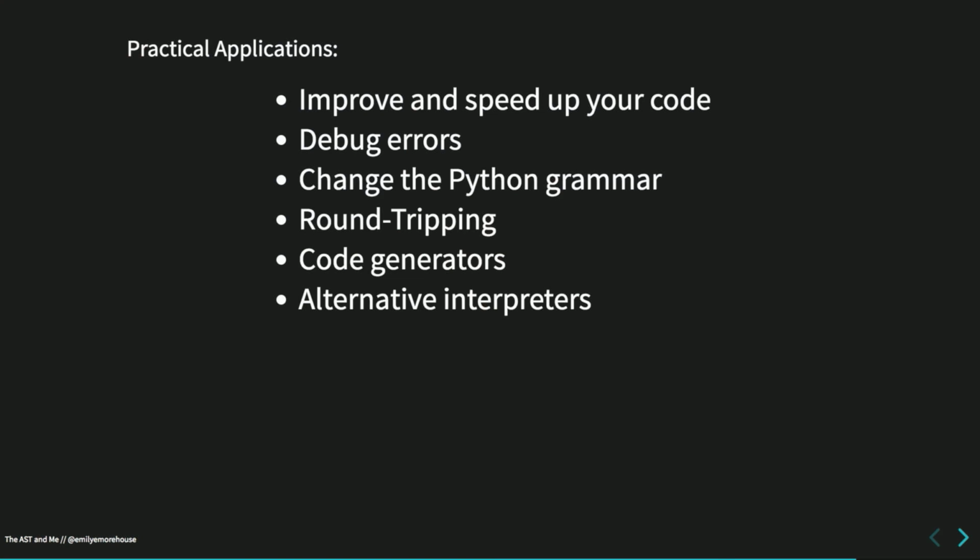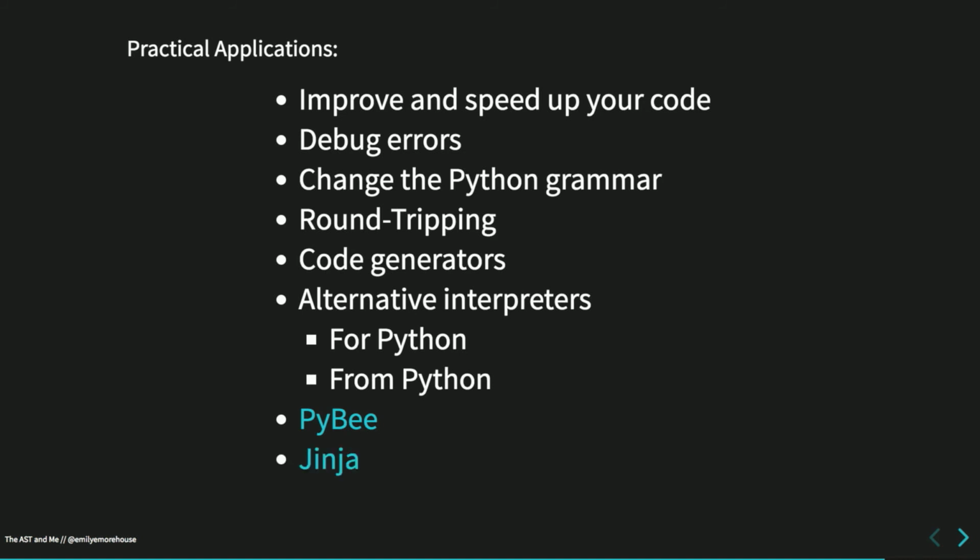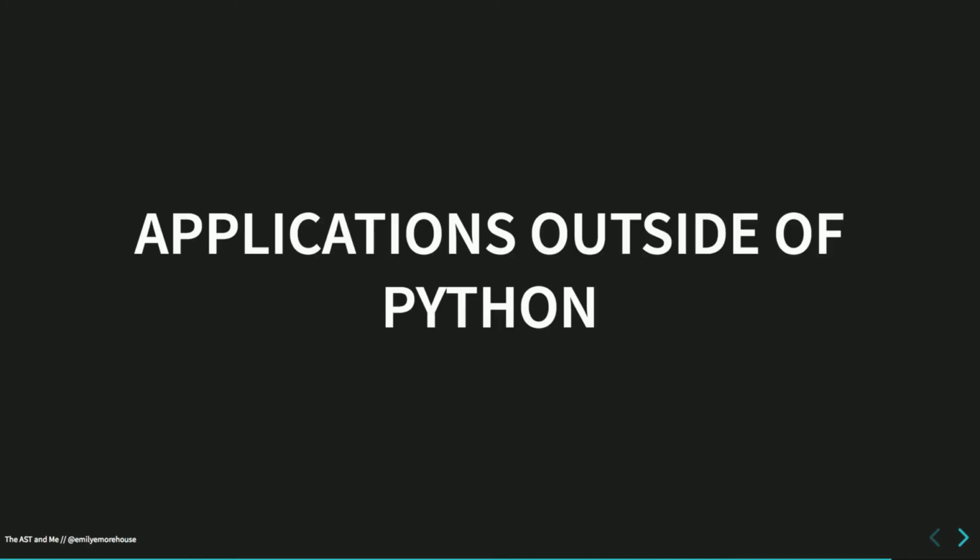Again, we mentioned alternative interpreters. You definitely have to have a really good knowledge of ASTs and how they work and how Python's grammar is meant to function. The interesting thing is you can make an interpreter to go from Python to Python itself or from Python to other languages. One of the really interesting projects that I love is called PyB. It's so that you can basically write Python code that gets transpiled into native Android or iOS code. Or something like Jinja or other templating engines. All of these rely on ASTs.